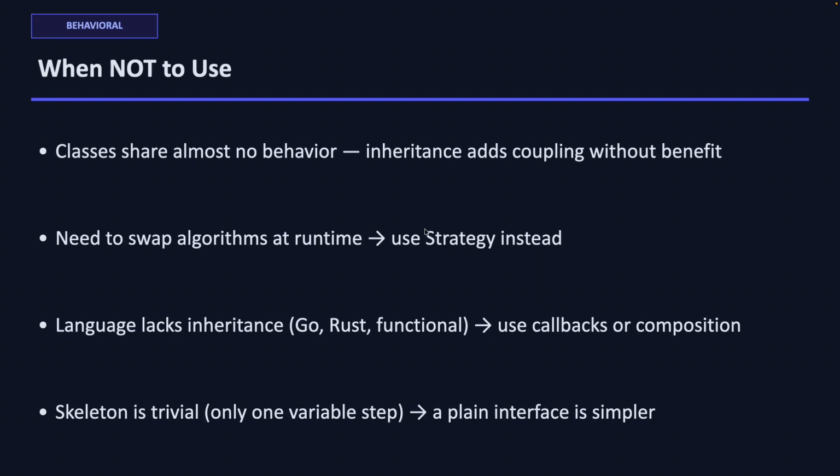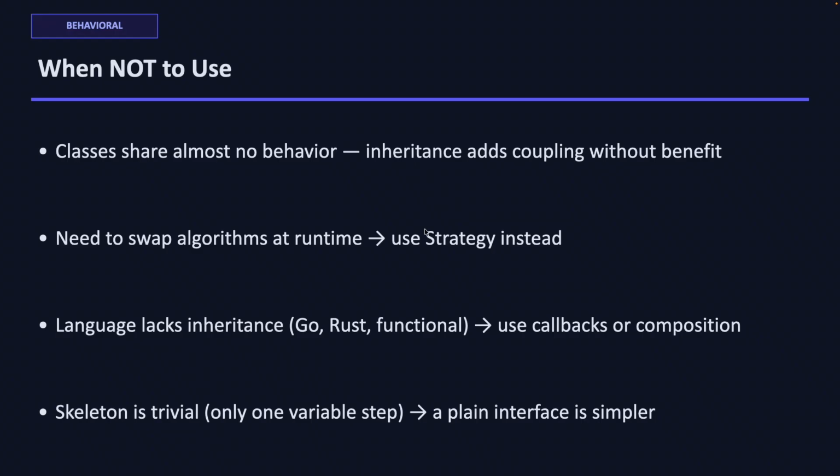Talking about when we don't want to use it, we don't want to use it if, of course, the classes don't share any behavior. This is kind of forcing it into some inheritance hierarchy, just using or enforcing the pattern, and it's creating more coupling than it removes. When there's a situation where you need to swap the algorithms at runtime, the template method just locks the variation into the class hierarchy at compile time. There's no dynamic change. If you need to have that dynamic behavior change, then you probably want to use the strategy pattern that we've talked about before.